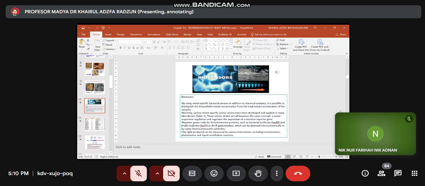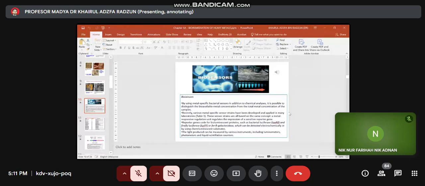of the sensitive reporter gene. The reporter gene will be expressed, and this can be tied up with certain bioluminescent proteins, such as bacterial luciferase, LUX-AB, the firefly luciferase or LUC-FF, or can be as simple as beta galactosidase, which can be detected electrochemically or by using chemiluminescent substrate detection.